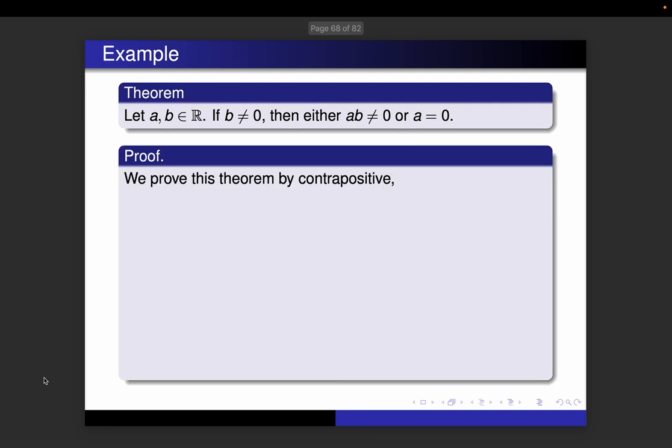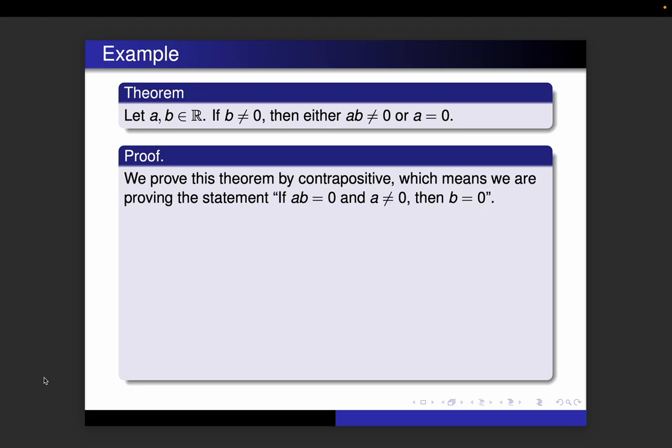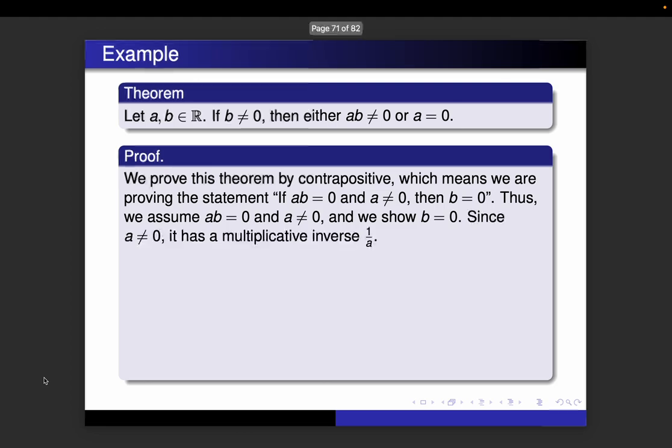So now if we write this up formally, our original theorem is if B is not equal to 0, then either AB is not equal to 0 or A equals 0. And we are going to warn our reader that we are not going to prove this directly. We're going to say we are going to prove this theorem by the contrapositive, which means we are going to prove the statement if AB equals 0 and A is not equal to 0, then B equals 0. We tell our reader what proof technique we're going to use. We tell them what the new statement is that we're going to prove, so that they can see the new statement is equivalent to the original. So we are going to assume that AB equals 0 and that A is not equal to 0, and we're going to show that B is equal to 0.